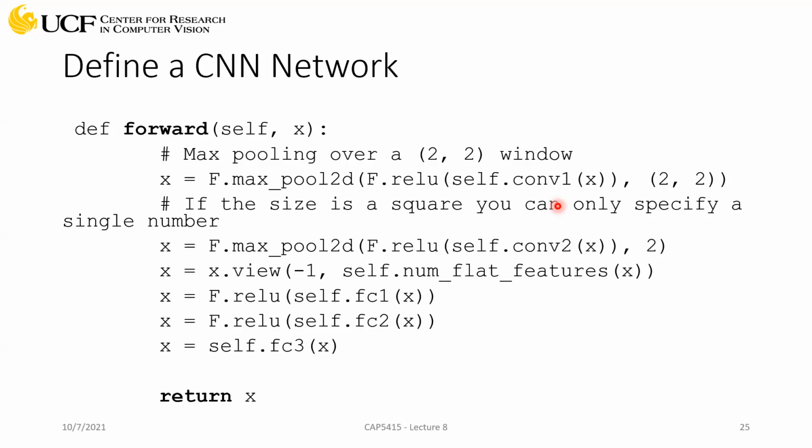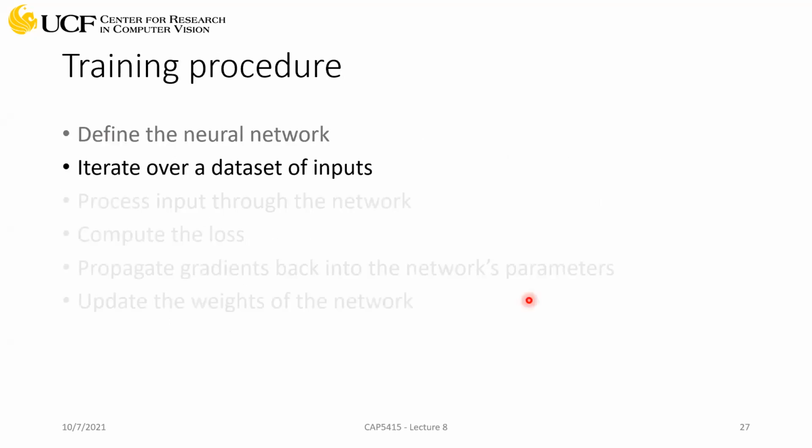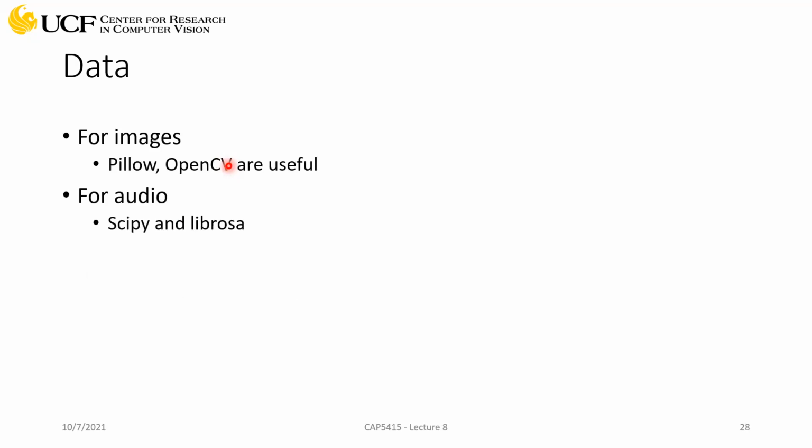So now you know how to define your network. Now let's go over the training procedure. The first step was defining the network. The second is that you will have to iterate over your data set. So you will get a batch of it and train your network, do all the things you want. So let's spend some time on how you can process your data.